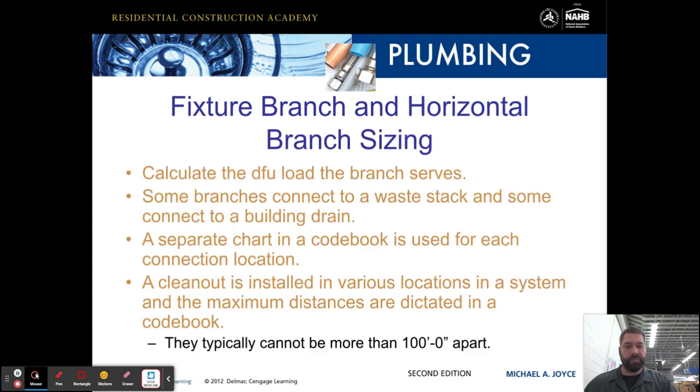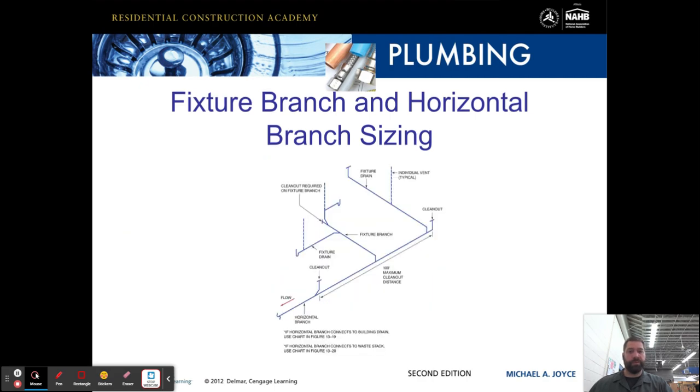Fixture branch and horizontal branch sizing. To calculate the DFU load the branch serves. Some branches connect to a waste stack and some connect to a building drain. We talked about this before. A separate chart in a code book is used for each connection location. So again, don't wing it, go by the code book. A cleanout is installed in various locations in the system, and the maximum distances are dictated in the code book. Here we go again. It typically cannot be more than 100 feet apart. So here we have a fixture branch and horizontal branch sizing.